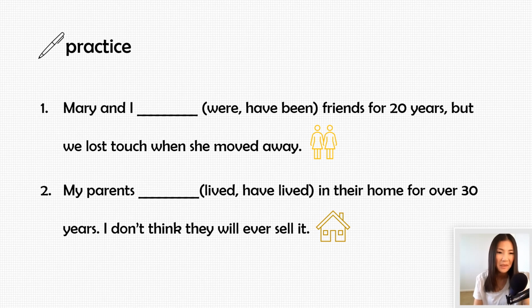Number 1, Mary and I were friends for 20 years, but we lost touch when she moved away. So we're no longer friends, so I'm going to choose were, simple past. Number 2, my parents have lived in their home for over 30 years. I don't think they will ever sell it. So they still live there, therefore I'm going to choose present perfect.